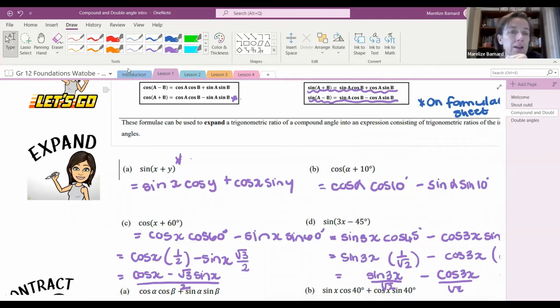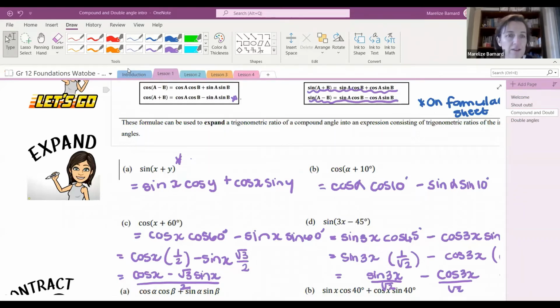Okay, can I just see, put an emoji in the chat, a thumbs up or a thumbs down, to see how you are doing with expanding compound angle identities. Liam is giving me a thumbs up. Solomon says it's cool. Well done, Kolofelo and Tamika. Excellent, everybody.